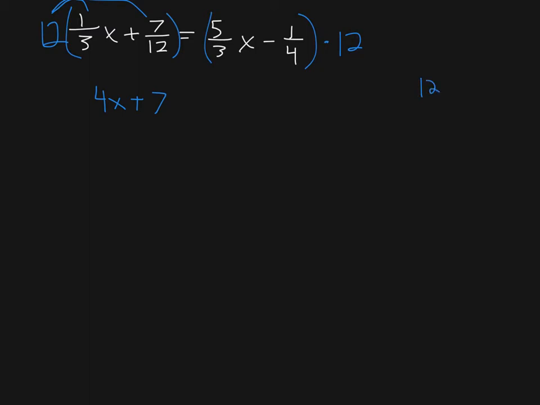Because 12 times 7 over 12, we make this 12 over 1. 12 divided by 12 is 1. When we cross cancel, 1 times 7 is 7 over 1, which equals 7.